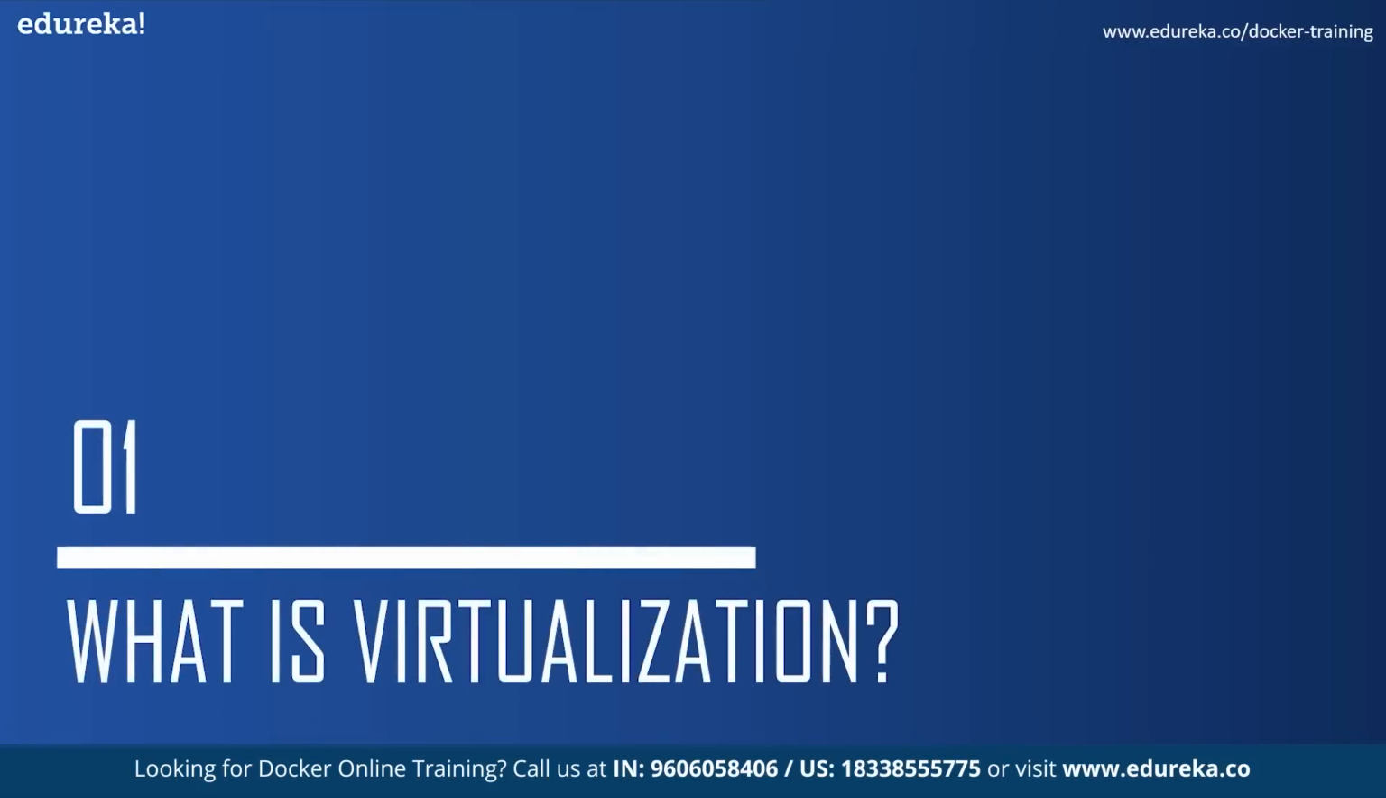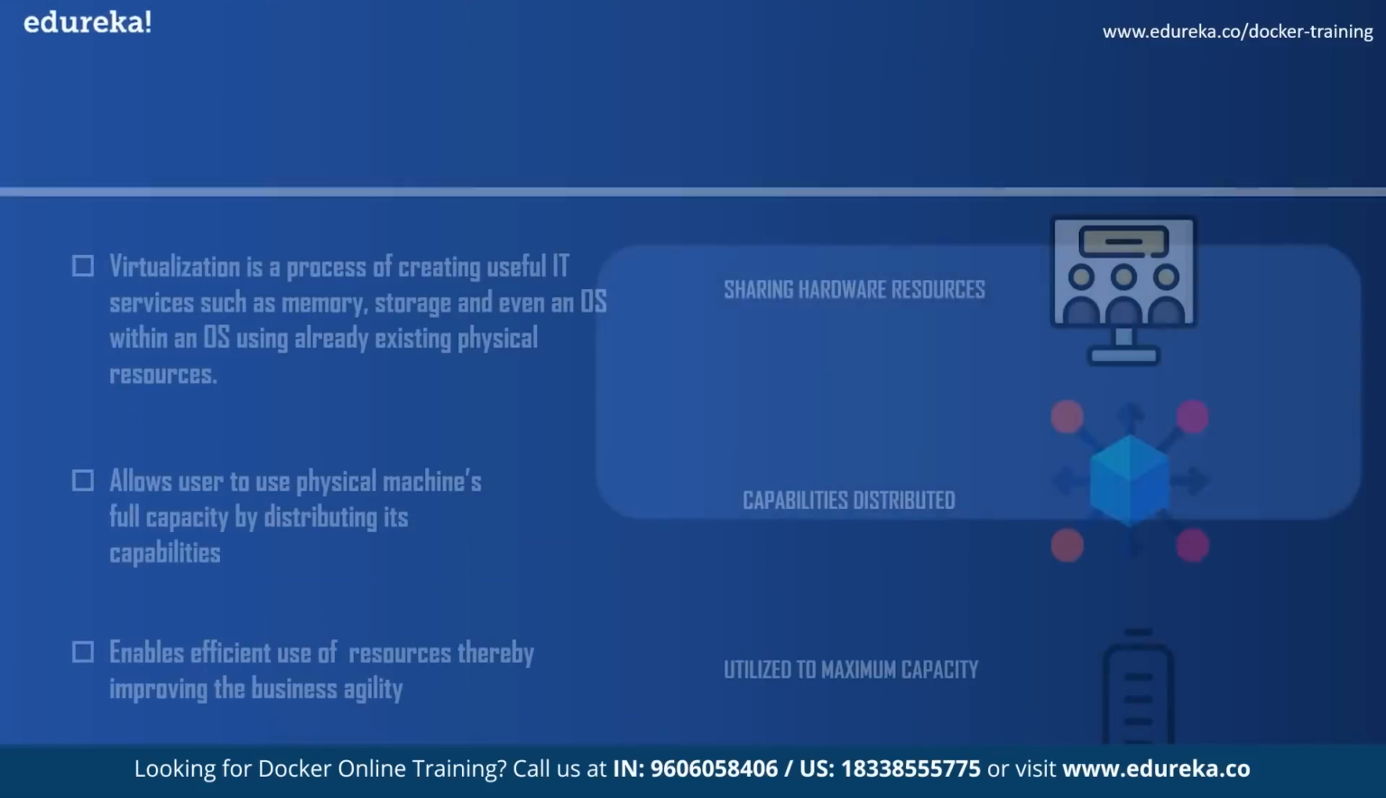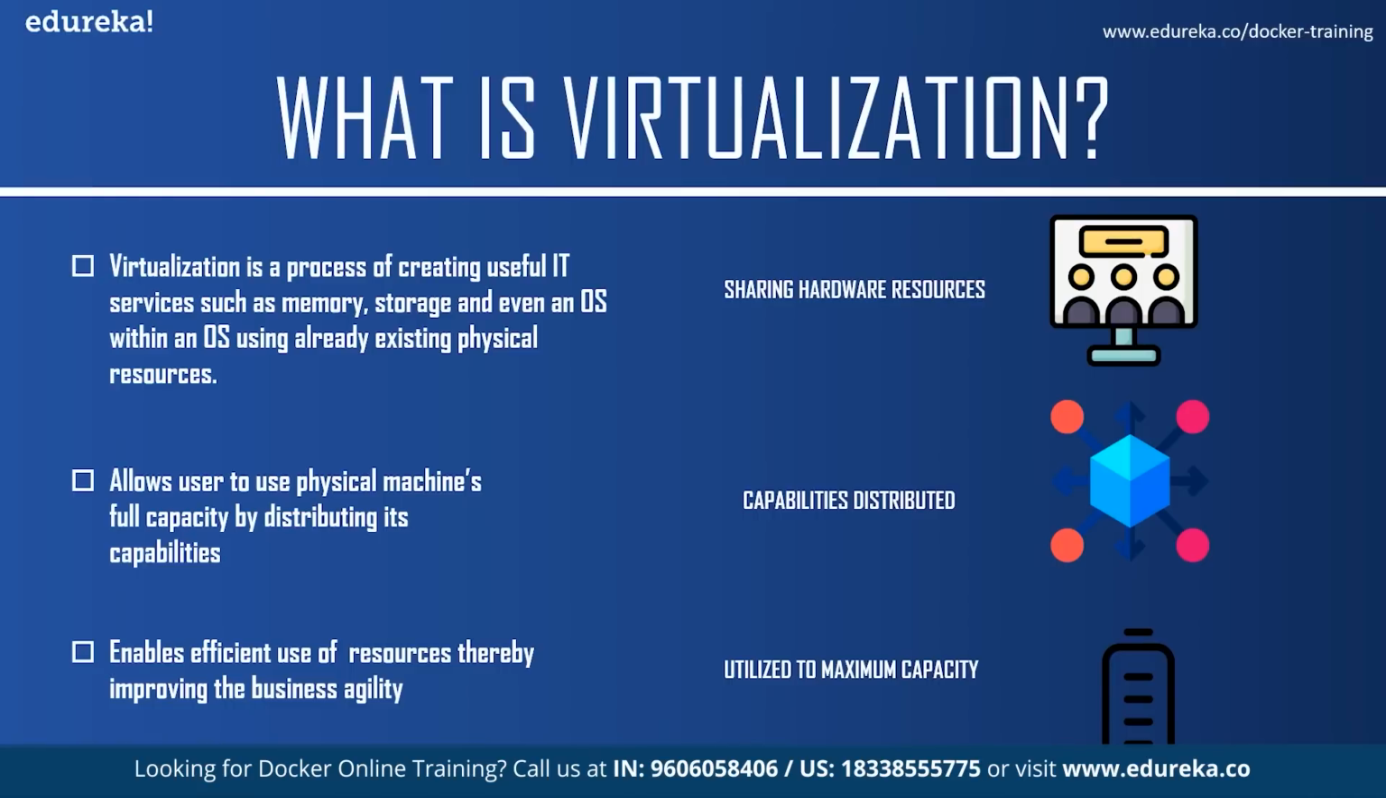So what exactly is virtualization? Now, if you think about the word virtual, it means something which is not physically tangible, which you cannot touch. So virtualization is the process of creating services such as memory, storage, networks, and even operating systems using already available physical resources. It basically allows you to create more IT resources which are necessary for the organization using already existing physical resources.